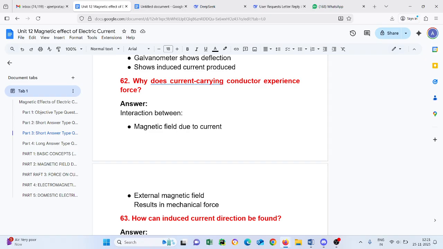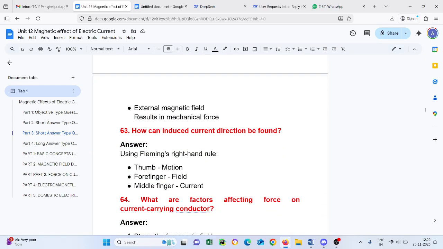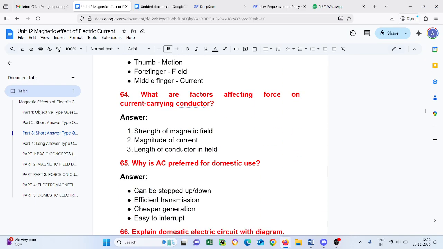Question number 63. How can the induced current direction be found? Using Fleming's right hand rule: thumb for motion, forefinger for field, middle finger for current. Question number 64. What are the factors affecting force on a current carrying conductor? Strength of magnetic field, magnitude of the current, length of the conductor in the field.